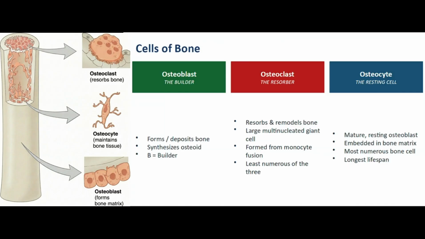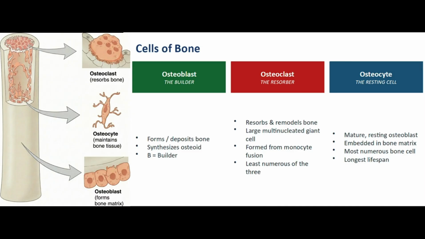Next, coming to the types of cells present in the bone, there are mainly three types of cells: osteoblast, osteoclast, and osteocyte. The osteoblast is the builder of the bone, which forms and synthesizes the bone. We can remember this as B for builder of bone. And the osteoclast breaks down the bone, resorbs the bone, and helps in remodeling of the bone.